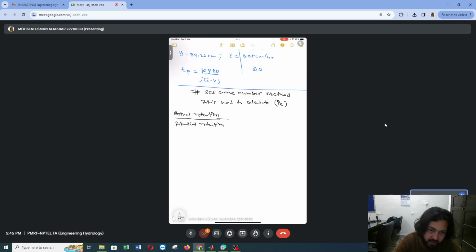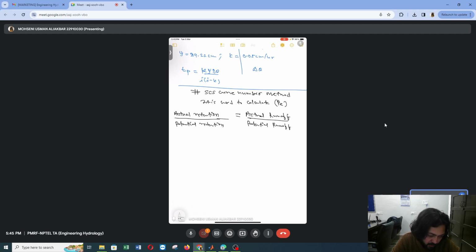So they are saying that the ratio of actual retention capacity of the catchment to the potential retention capacity of the catchment is equal to the ratio of actual runoff and potential runoff. So this is the first hypothesis that is used in the SCS curve number method.